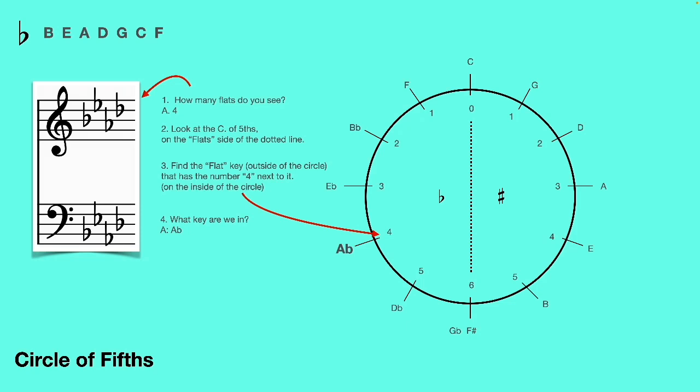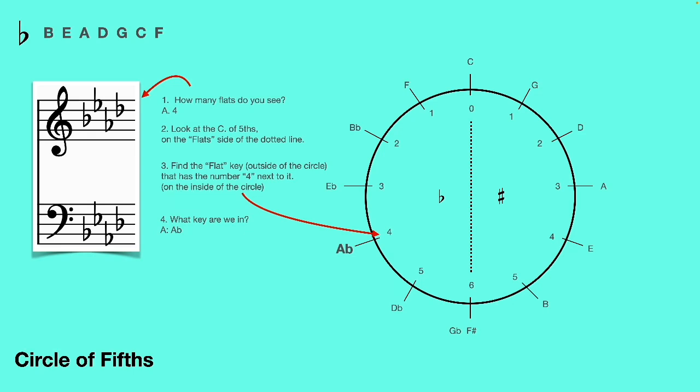Here's a treble clef and a bass clef. I'm not going to ask you to read the notes on the lines and spaces. I'm just going to ask you to count. How many flats do you see here? Well, there's 4. So look at the circle of fifths.